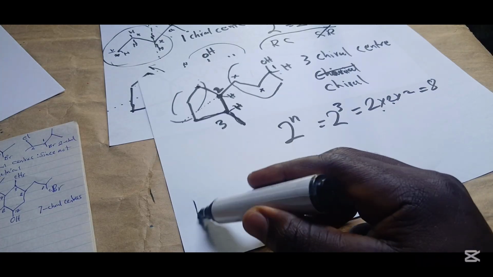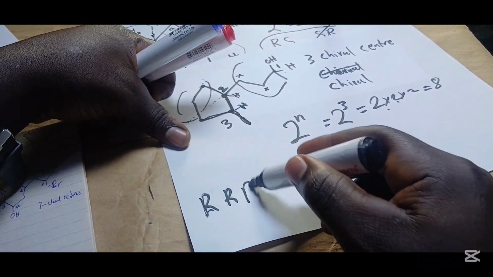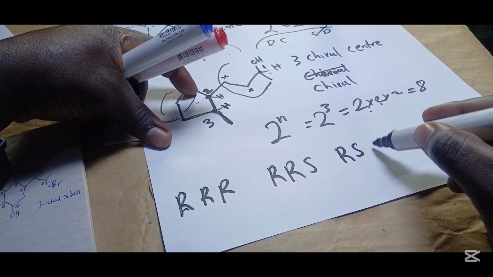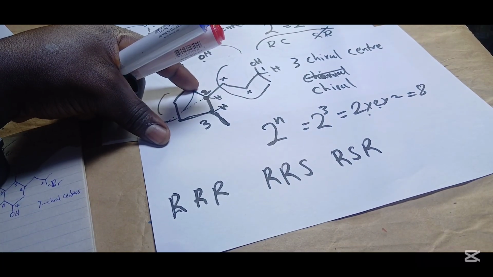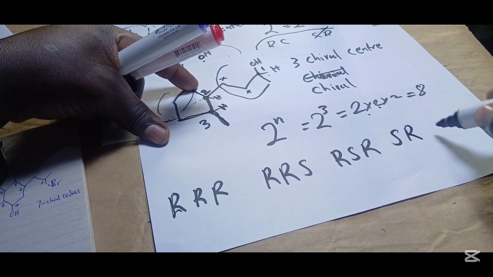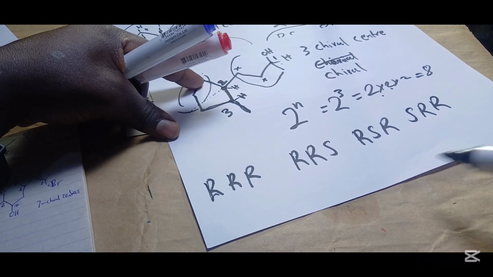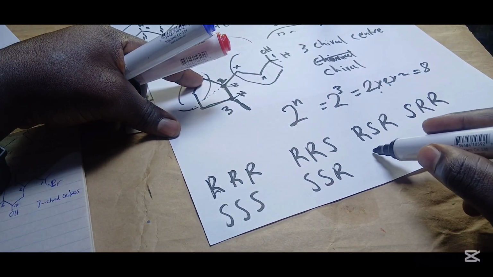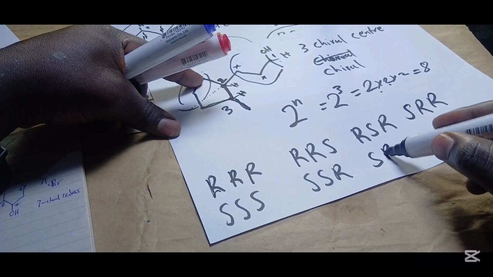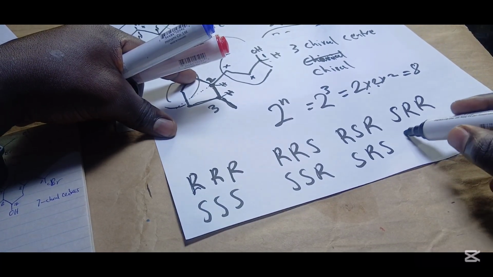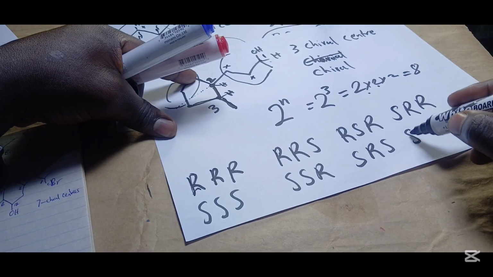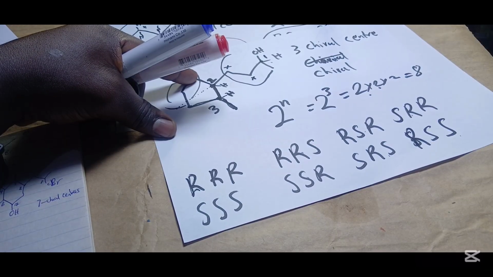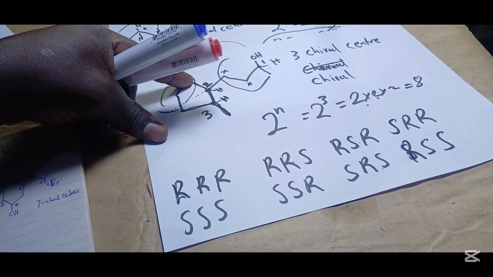So let's say it could be R, R, R. It could be R, R, S. It could be R, S, R. It could be S, R, R. It could also be S, S, S, S, S, R, R, S, S, R, S, S. So 1, 2, 3, 4, 5, 6, 7, 8. So 8 possible stereoisomers.